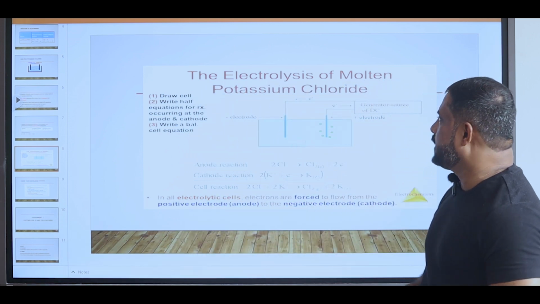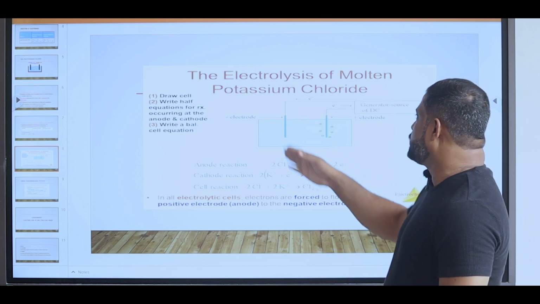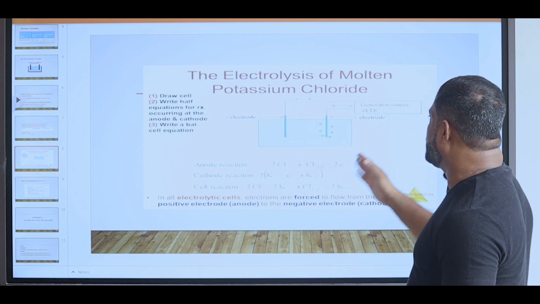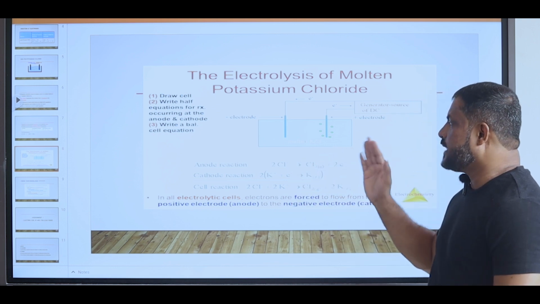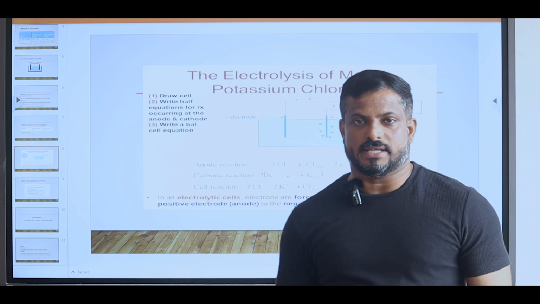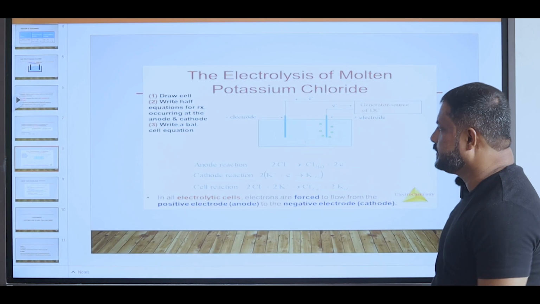Look at this diagram. Electrolysis of molten potassium chloride. First of all, you want to draw a cell, molten KCl, electrodes are there, then a power supply, electricity passes through that, anode reaction, cathode reaction. When you add both half cell equations, then you will get the overall reaction.